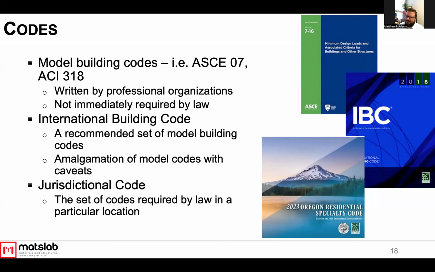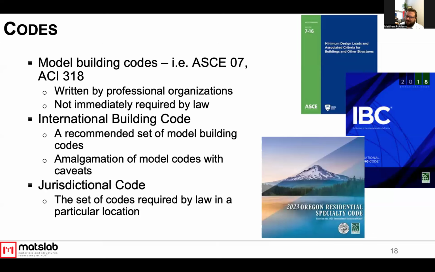We then have things that are what we call amalgamations of codes. These are things like the International Building Code that we use here in the US. And this is a recommended set of model building codes. Really, it's just saying here are all of the codes that you should use together. And here are some caveats or changes that we would suggest going along with those codes. This makes it really easy for jurisdictions to adopt a set of codes without having to go through each one and understand it in depth.